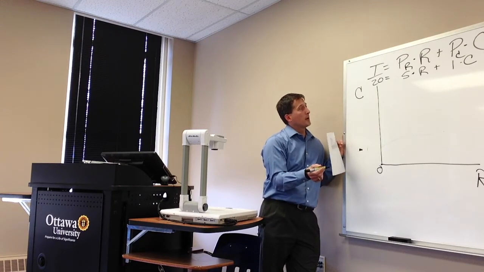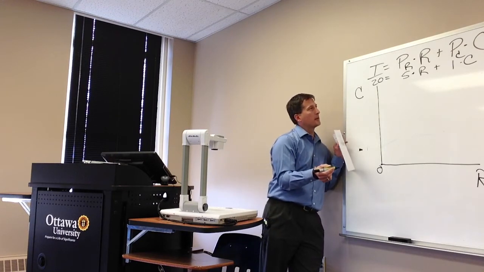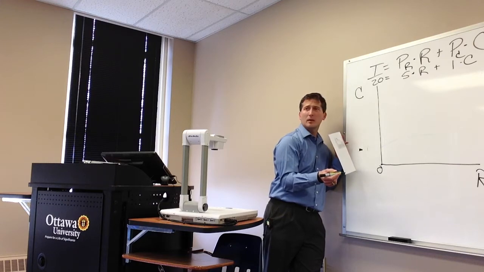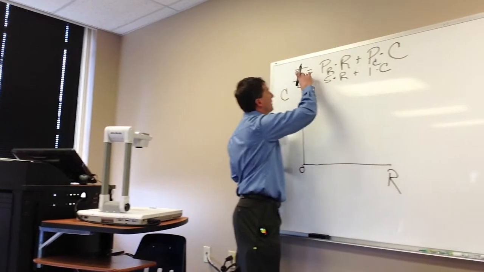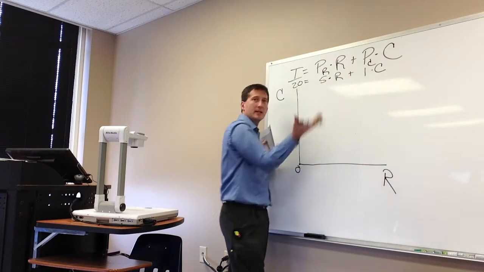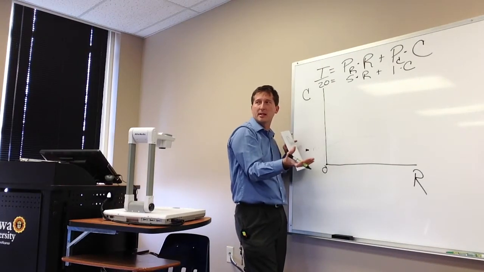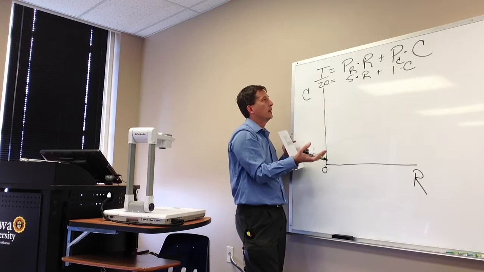So if we blow our 20 bucks on rentals, how many can we have? 4. So that's the way I like to think of it. Blowing your whole income on one good or the other basically sets the stage, an easy way to set the stage for the budget constraint graphically.